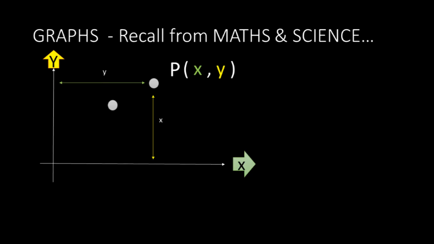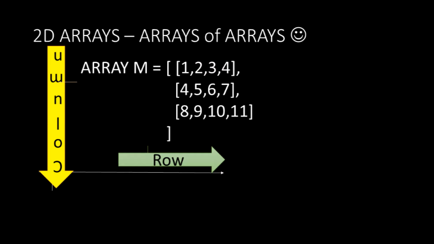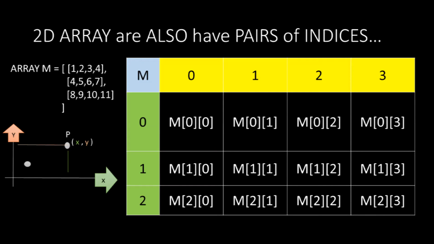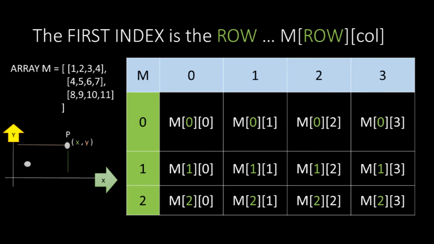2D arrays are no different. These are simply arrays as tables. In other words, they are arrays of arrays. The first index of the 2D array always refers to the row. The second index of the 2D array always refers to the column.